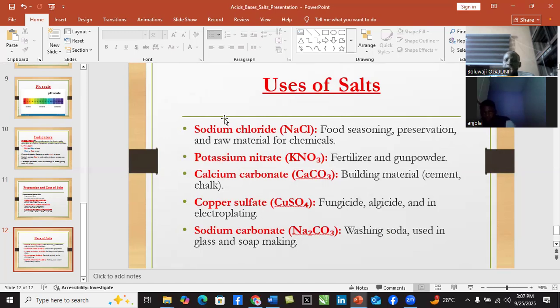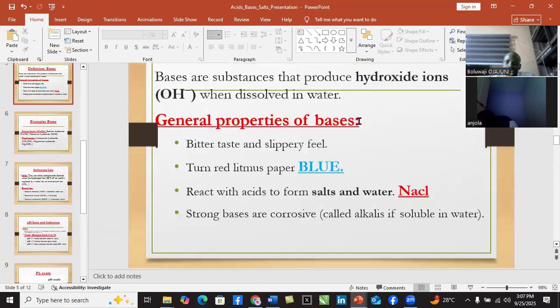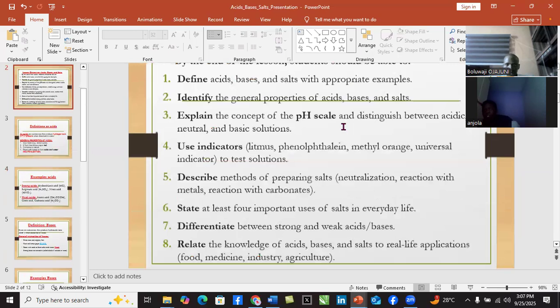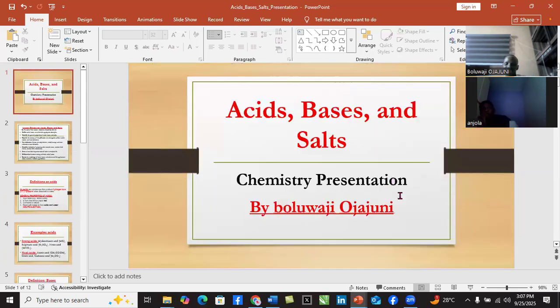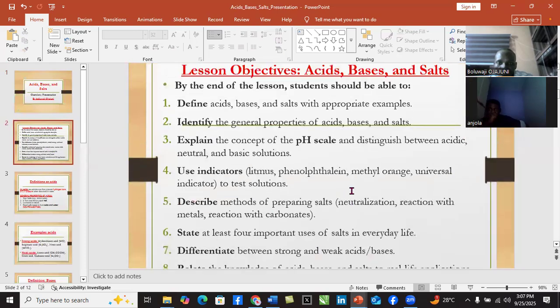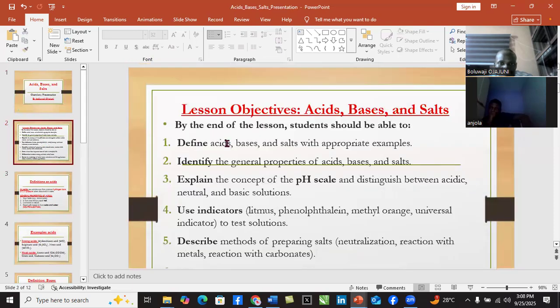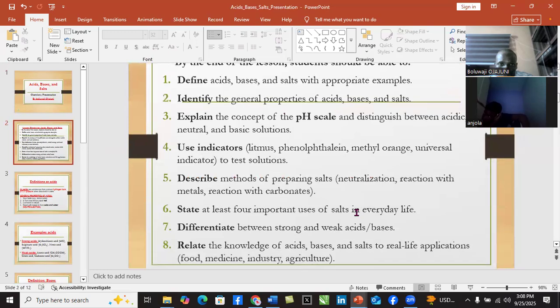And that is how we come to the end of this topic: acid, base, and salt, as presented by me. I believe you enjoyed the class to the end. Yes, sir. Do you have any questions? If you have any question, you can always reach out to me, whether you are reading or studying. Make sure you study your notes, and any question, make sure you contact me to assist.